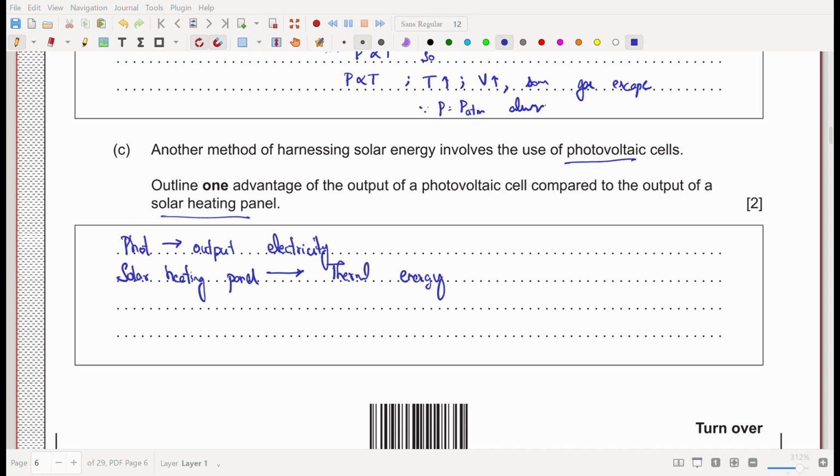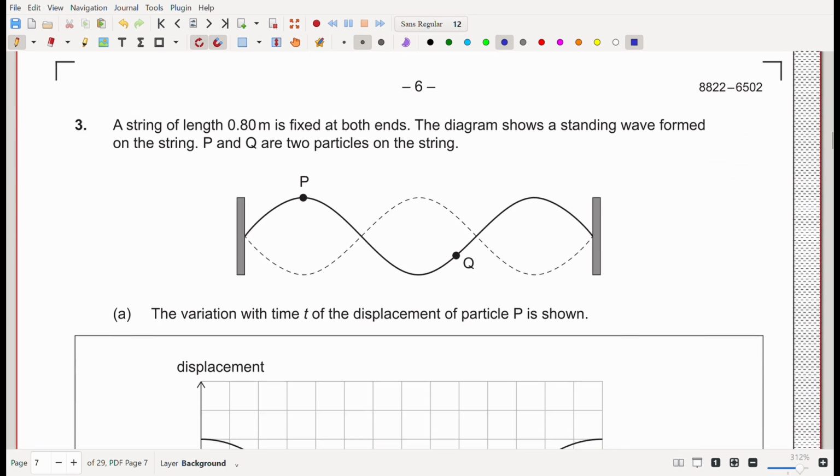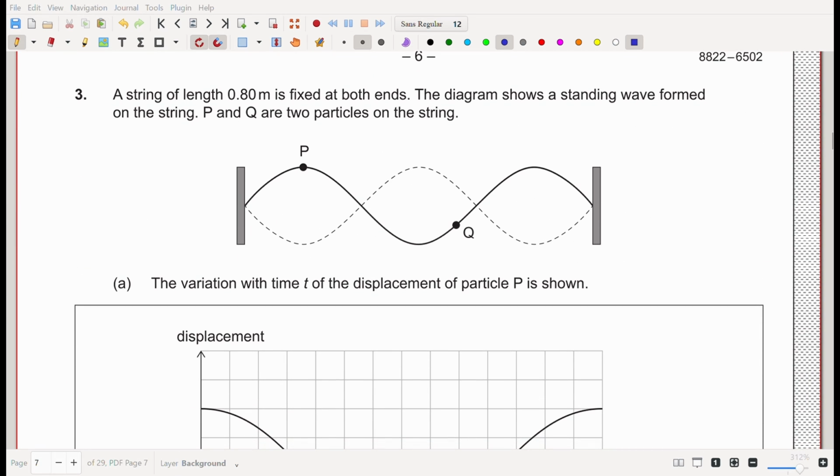But of course, you can have many other answers, like the output of a photovoltaic cell can be stored, while the output of a solar heating panel can't exactly be stored because you don't have a heat battery, do you? So let's go ahead and move on to question number 3.